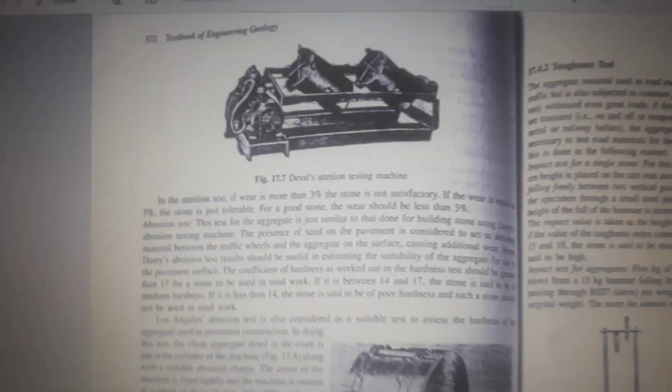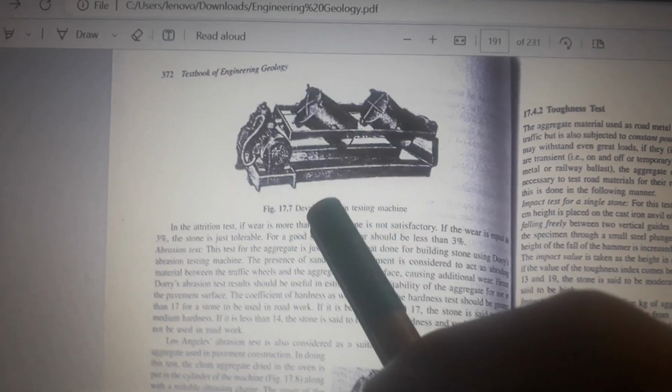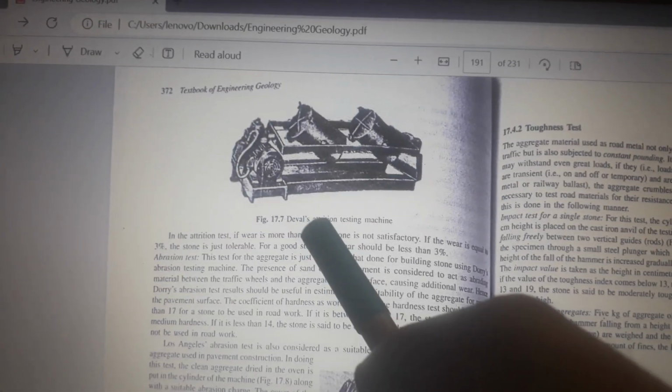During this process, rock fragments undergo attrition. The rock fragments are taken out and passed through a sieve of 1.5 millimeter size. The material retained on the sieve is weighed. The loss in weight of the aggregate gives the measure of resistance of the aggregate to attrition. The percentage of wear is given by loss in weight divided by initial weight times 100. This is for Deval's attrition testing machine.